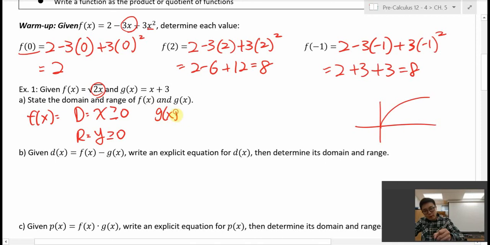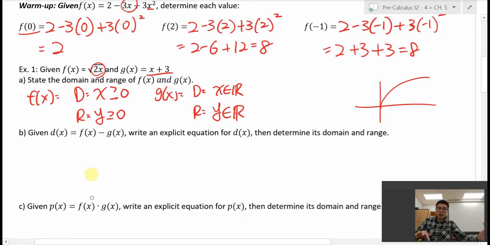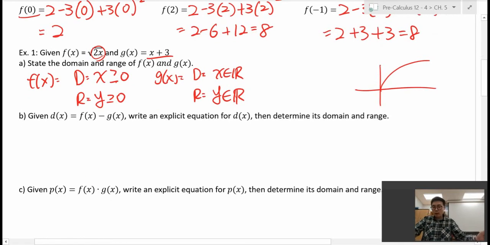Now for g of x, this is a linear function. Recall the domain and range for linear function is all real numbers. So domain is x is an element of all real numbers. And same thing for the range. Y is an element of all real numbers. Okay. Now, we are going to subtract them now.